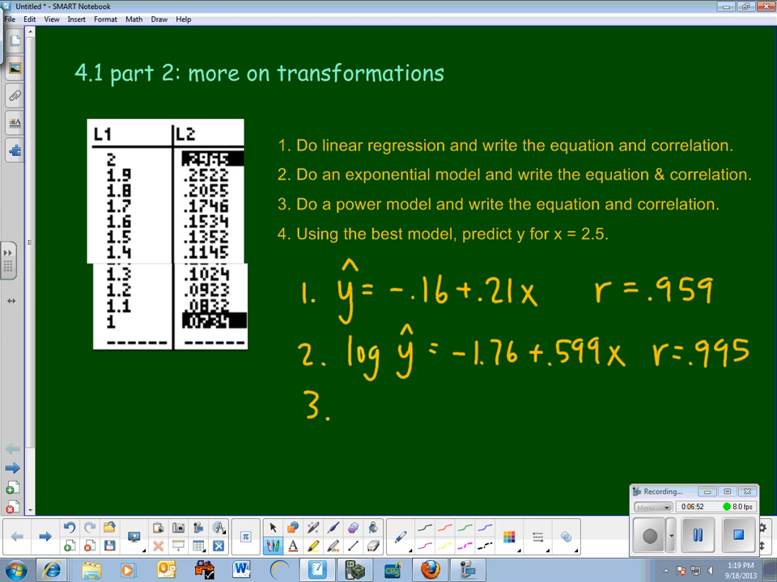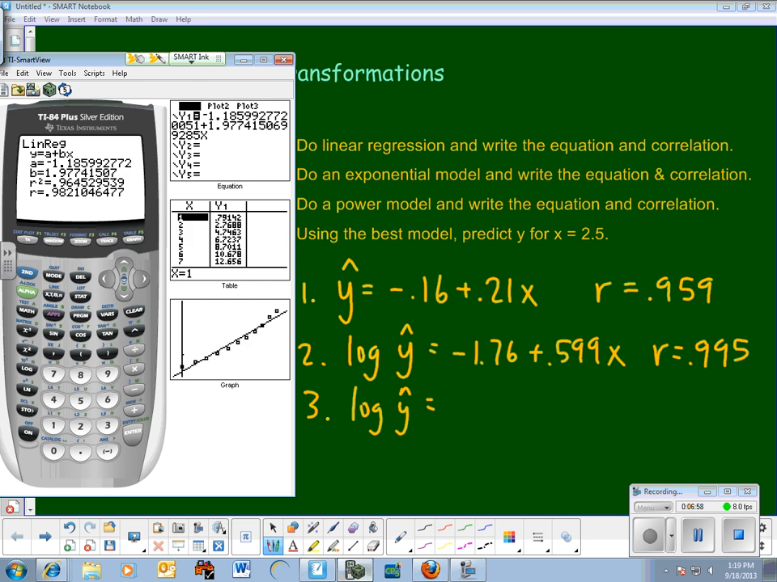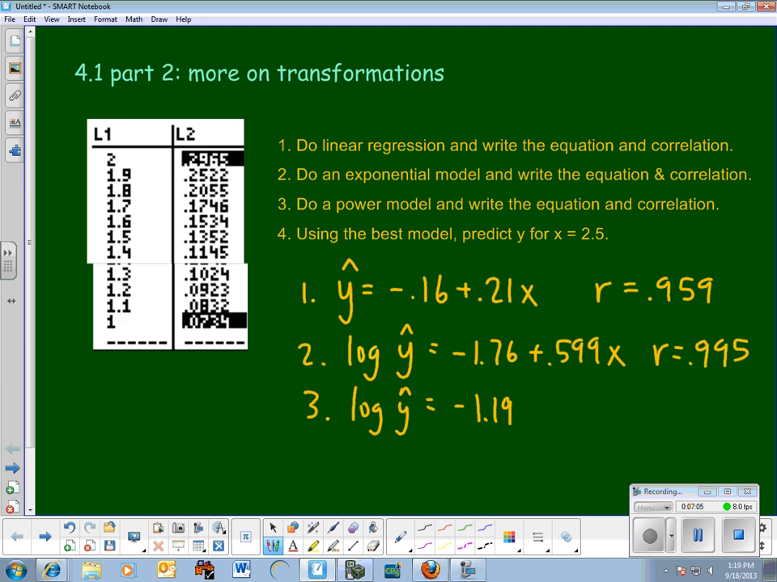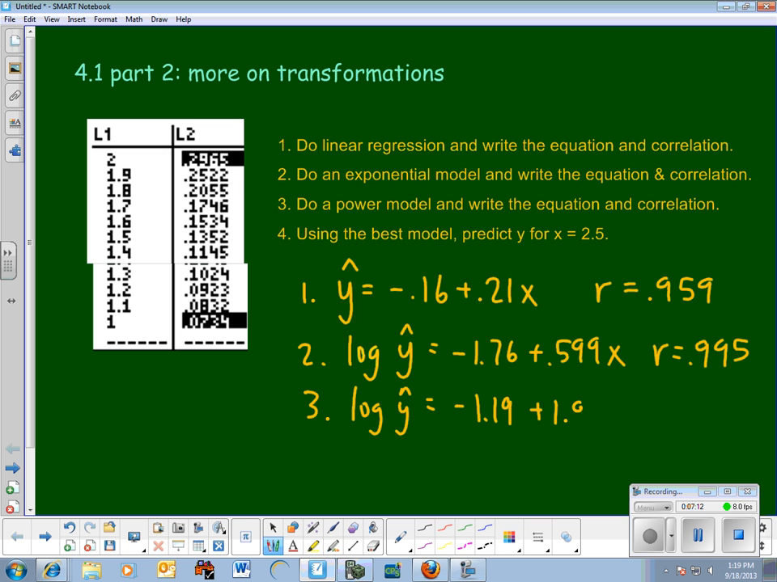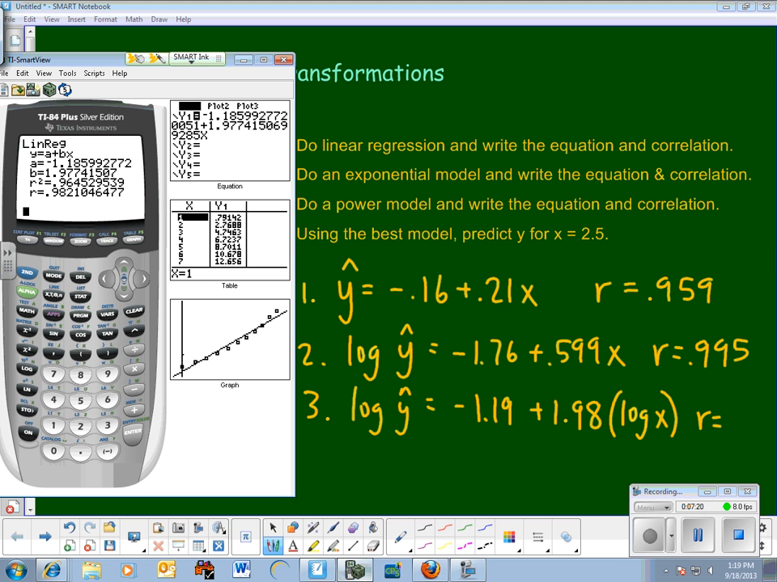Okay. So a power model gives me log of y hat is equal to negative 1.19 plus 1.98. And now this is times log of x because both were logged in this case. And the correlation that time was 0.98.